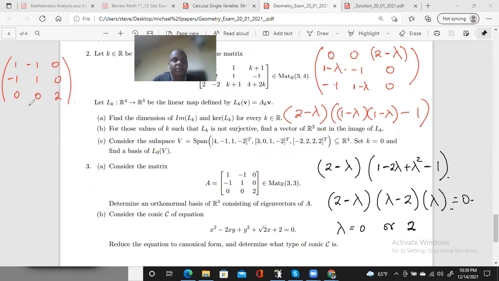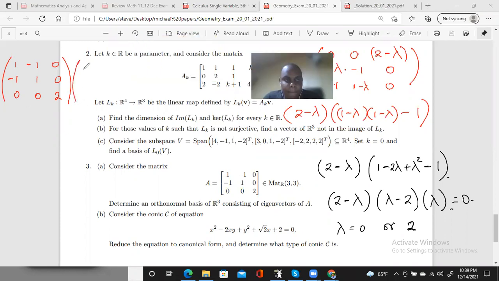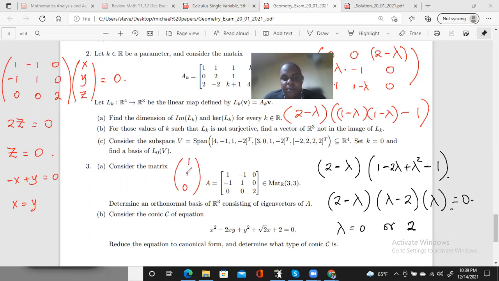So the equation to find the eigenvector is A minus lambda identity, everything times the vector, equals 0. So you can see that 2z is 0, right? So first of all, z is 0. And then negative x plus y equals 0, and so x equals y. So one eigenvector is going to be 1, 1, 0, the one associated with lambda equals 0.